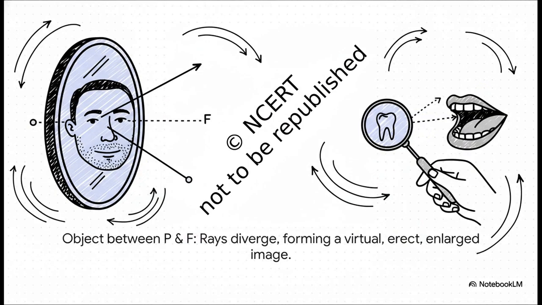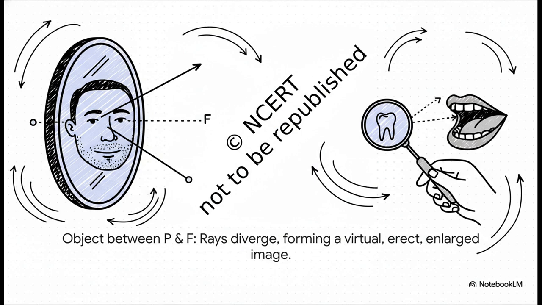This is how a shaving mirror or a dentist's mirror works. We place the object very close to the mirror, between the pole P and the focus F. Now, when we draw our rays, look what happens. After reflection, the rays spread out, they diverge. They will never actually meet in front of the mirror.